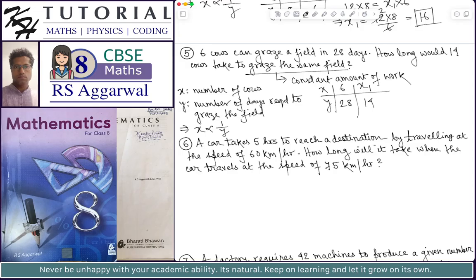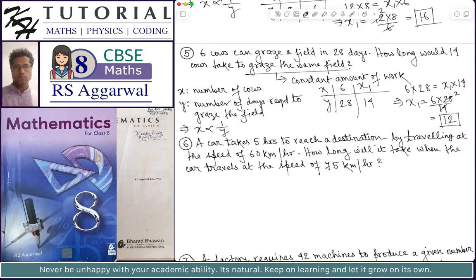So now we can say that 6 multiplied by 28 is equal to x1 multiplied by 14. So this implies x1 is equal to 6 multiplied by 28 divided by 14, and this is equal to 12. So 12 cows can graze the same field in 14 days.